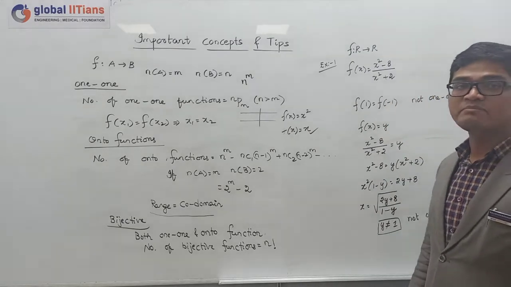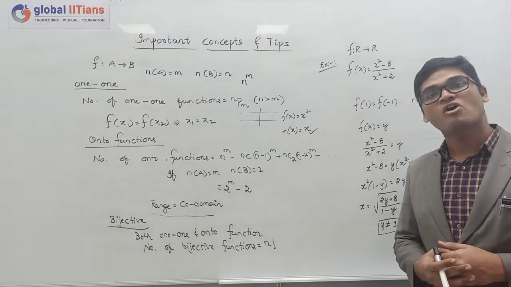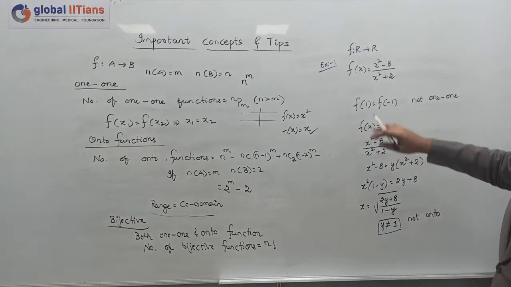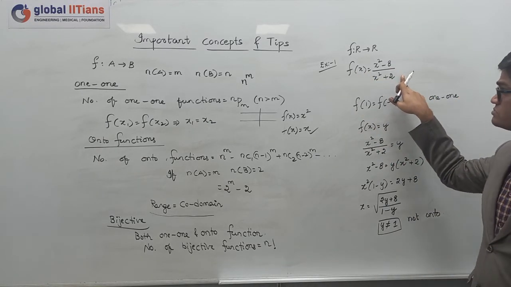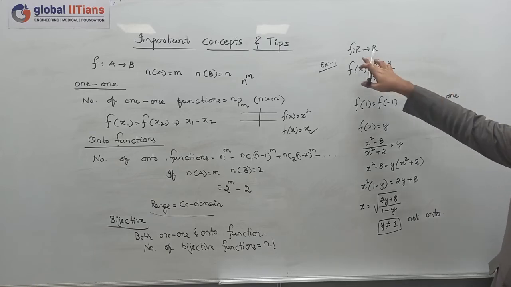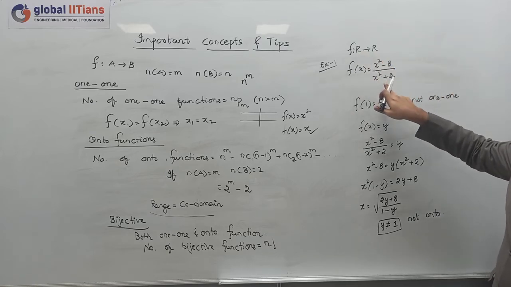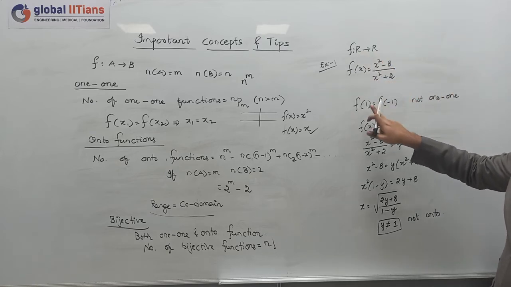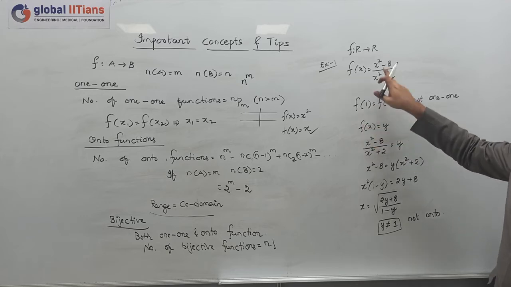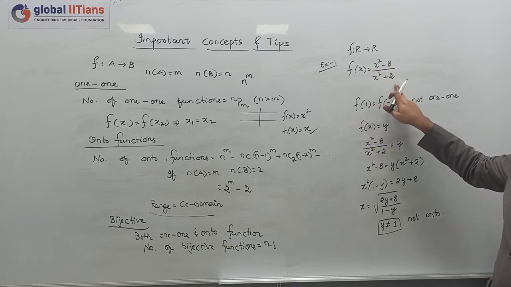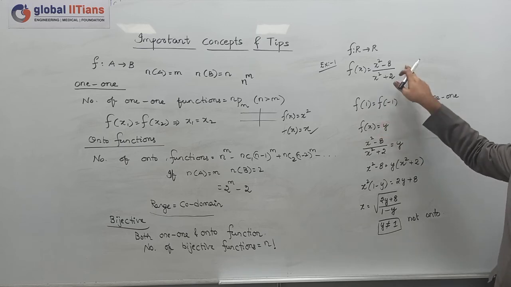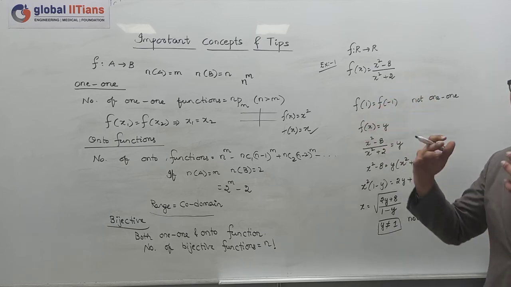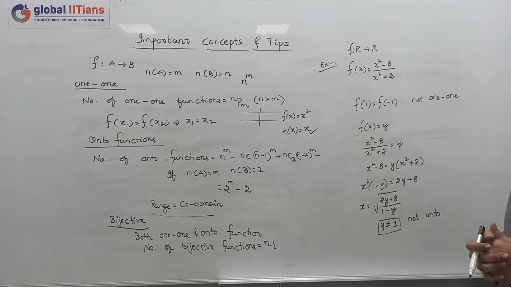Next, moving on to one example: check whether the given function is one-one or onto. f of x is given as x square minus 8 divided by x square plus 2, defined from real numbers to real numbers. First, you take f of 1, you get 1 minus 8 divided by 1 plus 2, which is minus 7 by 3. Next, f of minus 1 also gets the same value. So two elements have the same image, so we can say it is not a one-one function.